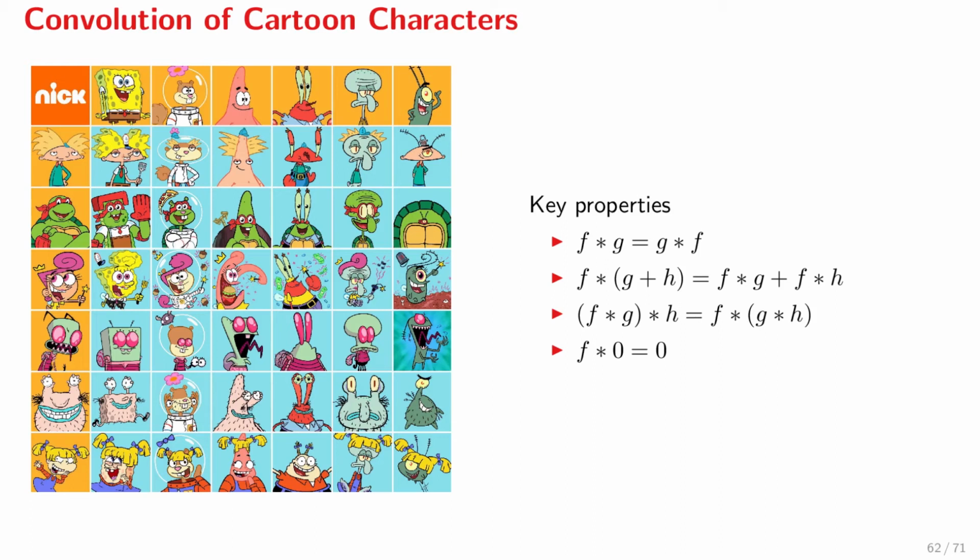So the convolution, as we can see in this very nice figure I found online, creates children of functions, so to speak. You see here SpongeBob and Teenage Mutant Ninja Turtle, and then the combination of these two has characteristics of both.